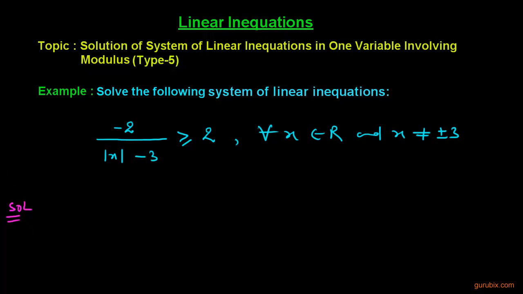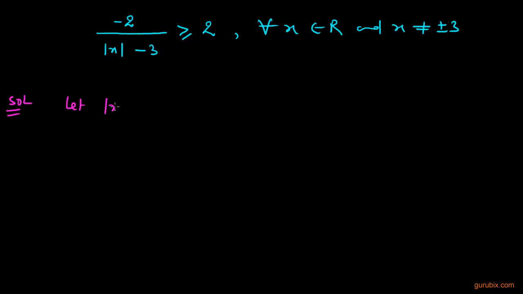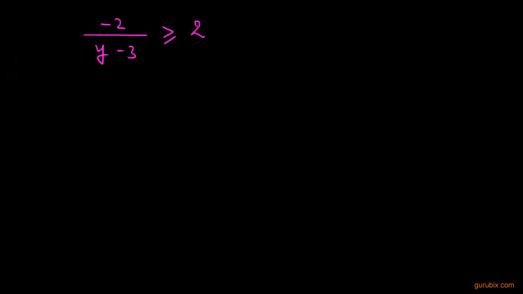Welcome friends. Here is another type of linear inequation in one variable which involves modulus, and let us see how to solve it. First of all, we shall let that mod x is equal to y. Then this linear inequality will be negative 2 over y minus 3 greater than or equal to 2. And we know that we can add or subtract the same number from both sides of an inequality without changing the sign of inequality.